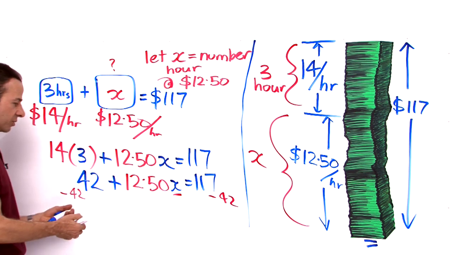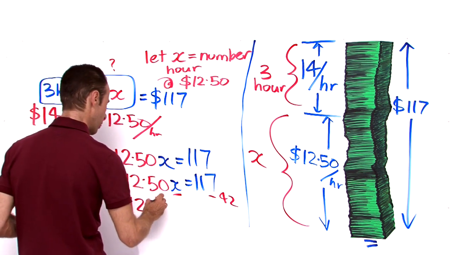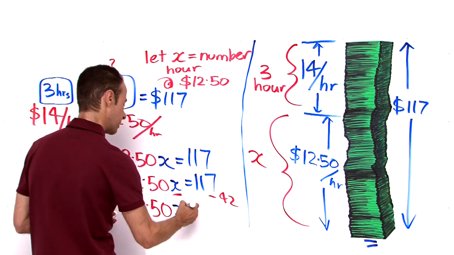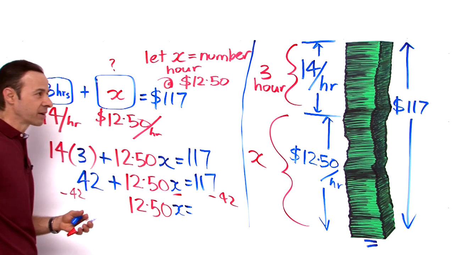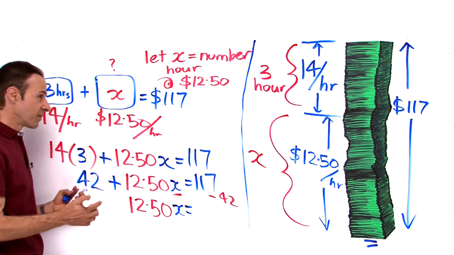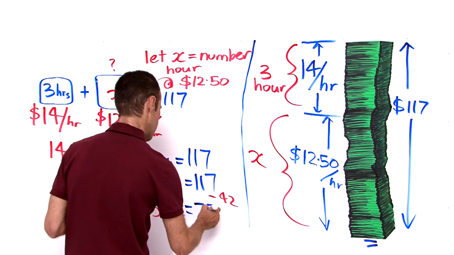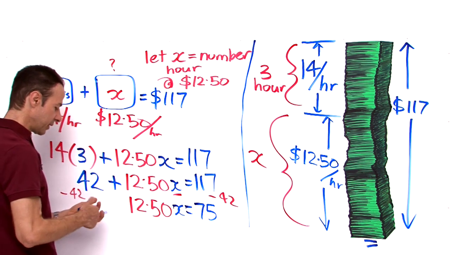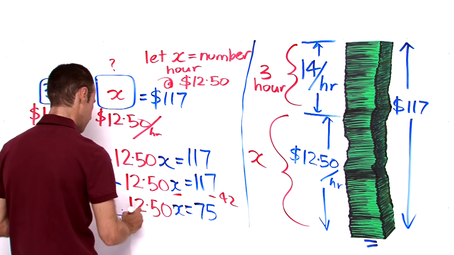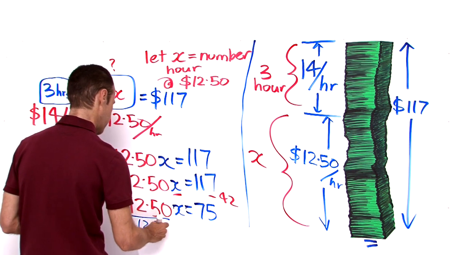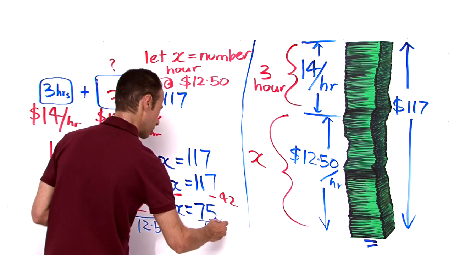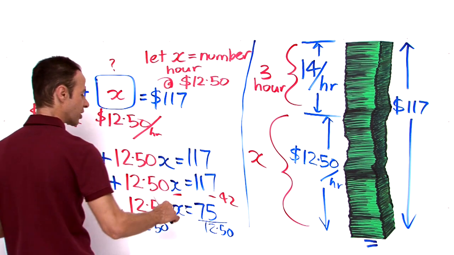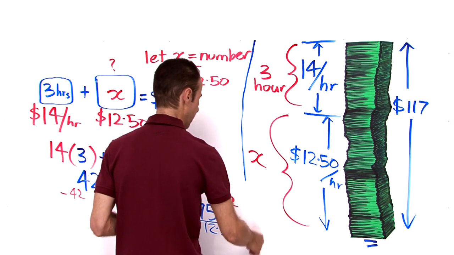So the 42's cancel, and we're left with this here, 12.50 or 12.5 if you like, X equals 117. On your calculator, take away 42 gives us a value of 75. Now let's get that X by itself. So we're going to divide both sides by 12.50. So let's divide by 12.50, divide by 12.5. So as we divide this, 12.50 divided by 12.50 is going to leave a value of X. And this is the value that we're after.